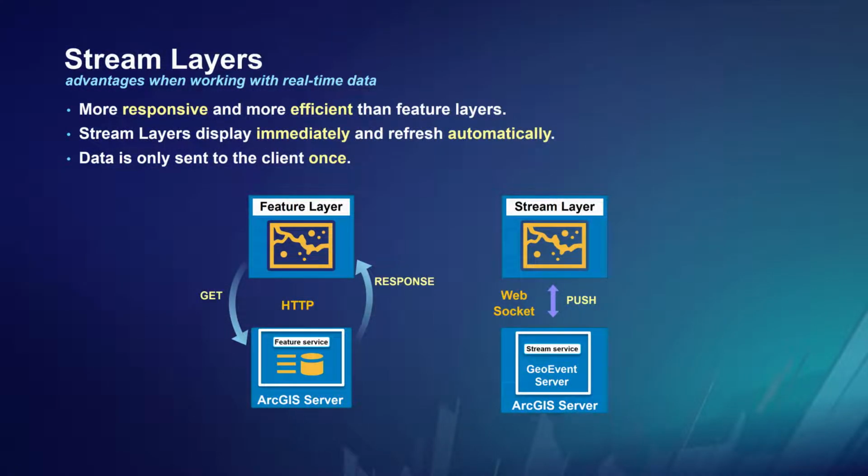The advantage to stream layers is that they're more responsive and they're more efficient. As I mentioned, you're setting a filter as almost like a contract with the server saying, I don't want to receive anything that is outside of this spatial extent, or I don't want to receive anything if the attribute value is below a certain numerical value. Only send me data that I'm interested in.